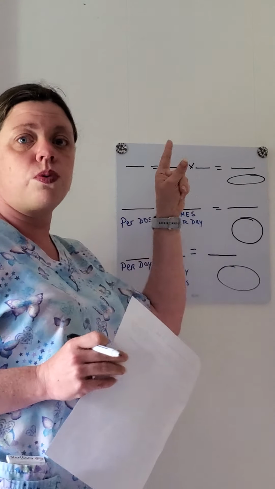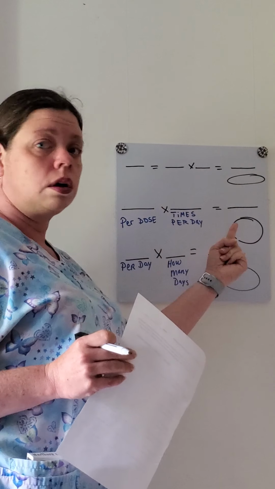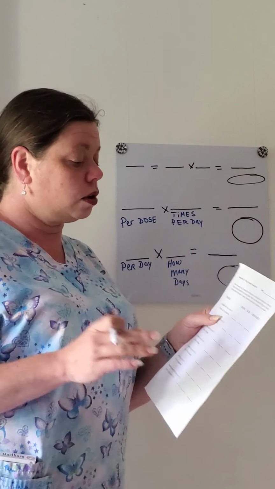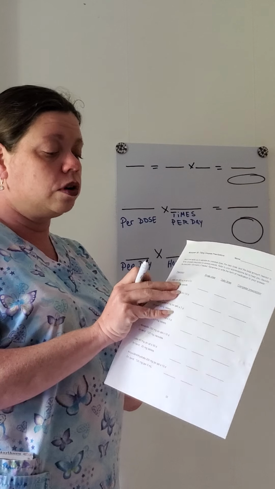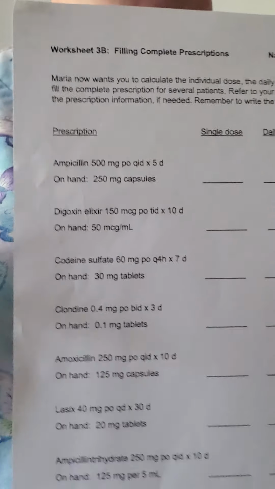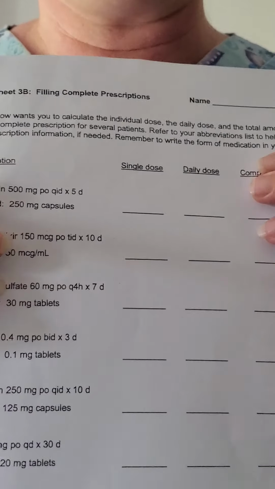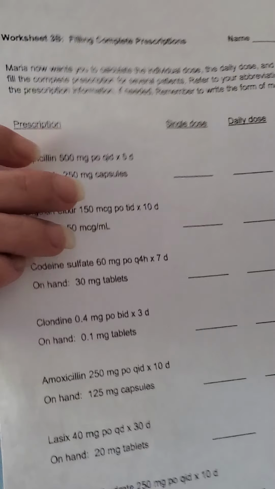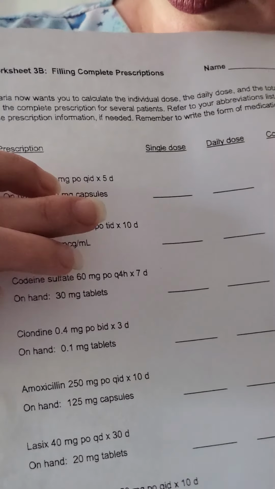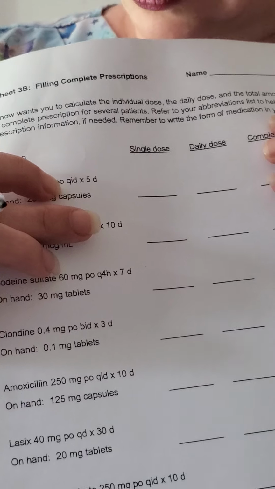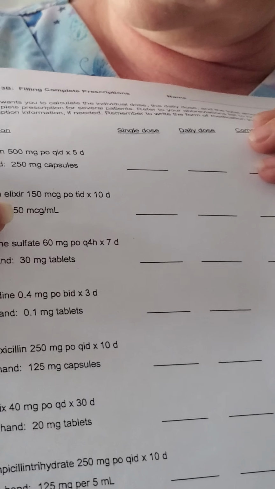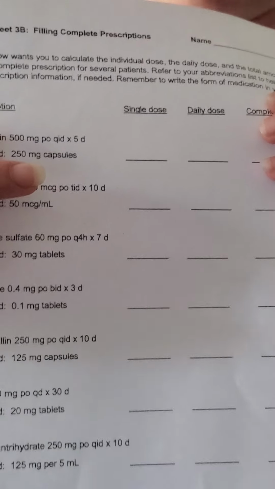This is now set up to where we can do one dose, how much per day, how much total. I'm going to start with the same two we did yesterday. The ampicillin, 500 milligrams, PO, QID, times 5D. The way that you actually say that is ampicillin, 500 milligrams, PO is by mouth, QID, 4 times a day, times 5D, that means for 5 days. Dose on hand, 250 milligram capsules, okay?